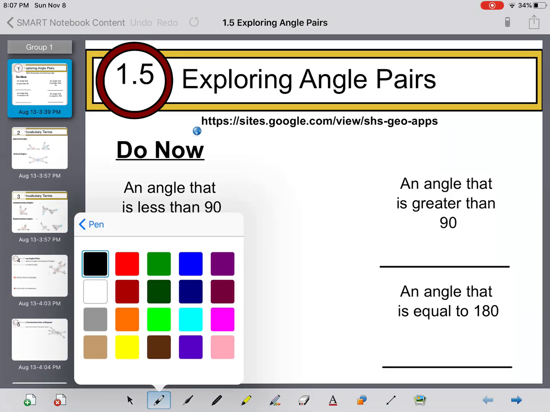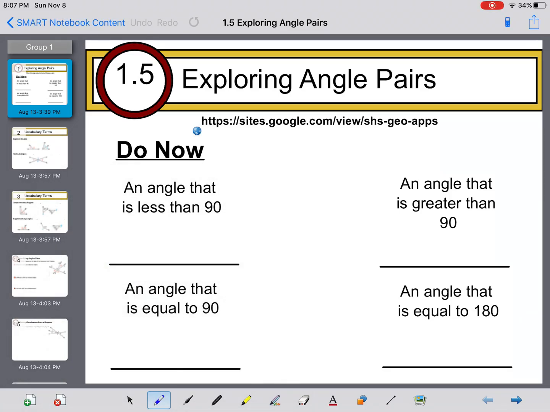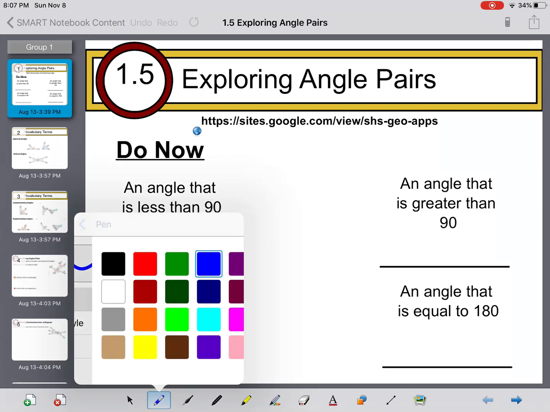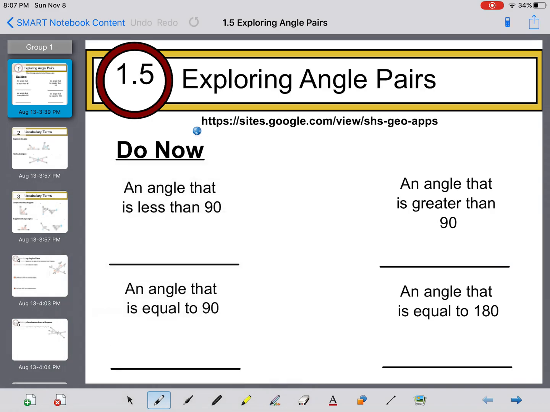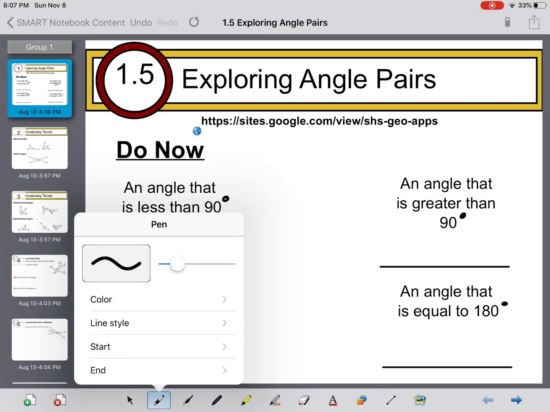Alright guys, this is 1.5 exploring angle pairs. The first thing I just want you to do is give the proper term for all the angles based on their description. An angle that is less than 90, an angle that is greater than 90, an angle that is equal to 90, and an angle that is equal to 180. And remember, when we say all this, we mean 90 degrees and 180 degrees.